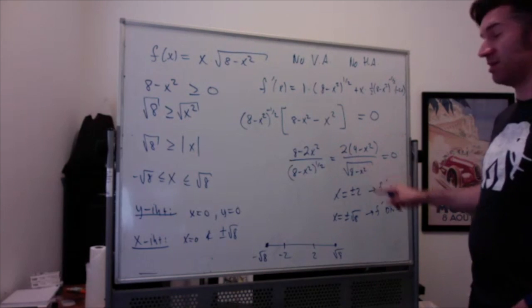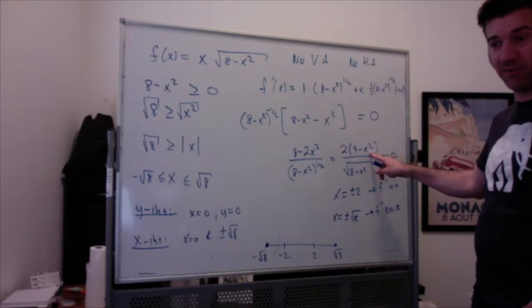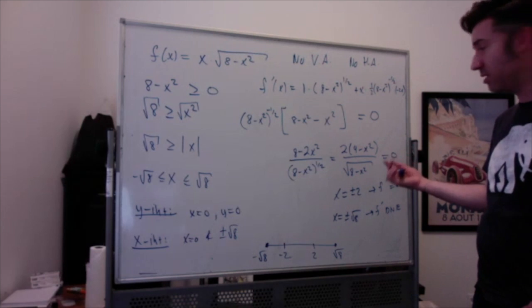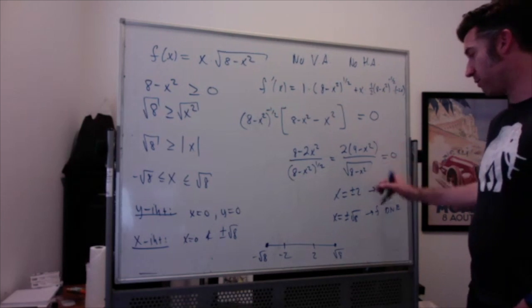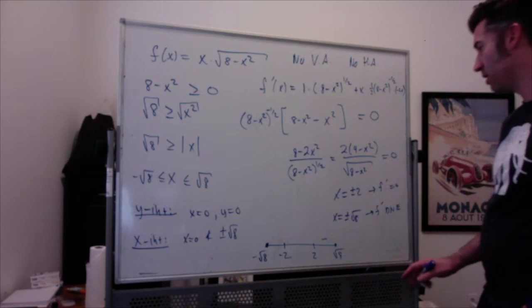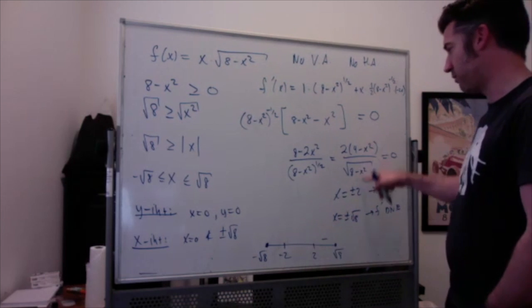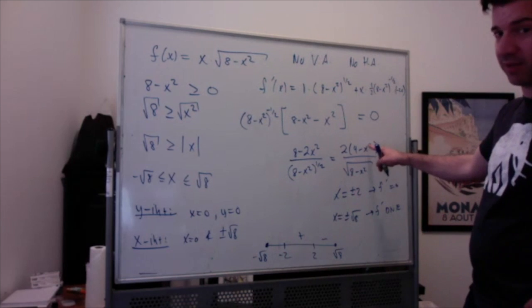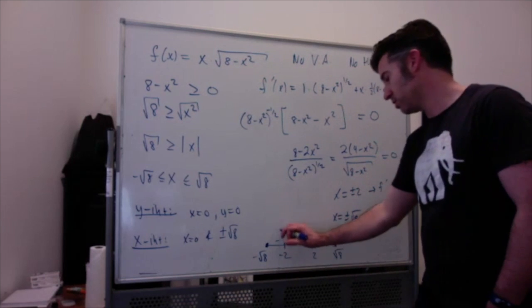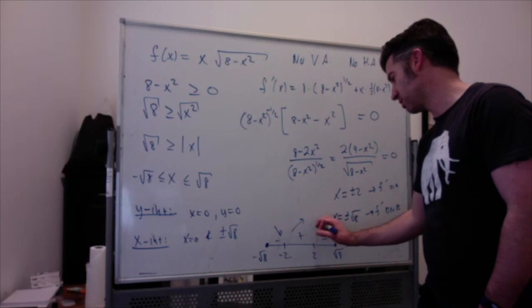This top is going to be negative because 2.1 squared is bigger than 4, and 4 minus a number bigger than 4 is negative. So the top's negative, the bottom's always positive because it's the square root. Negative over positive is negative. If I pick 0, positive over positive is positive. If I pick negative 2.1, it's a negative on top again over a positive. So I'm decreasing, increasing, decreasing.